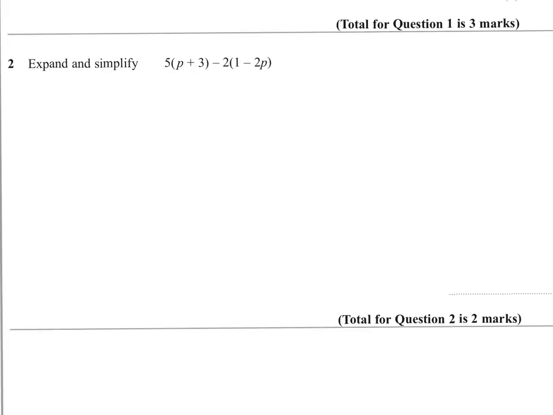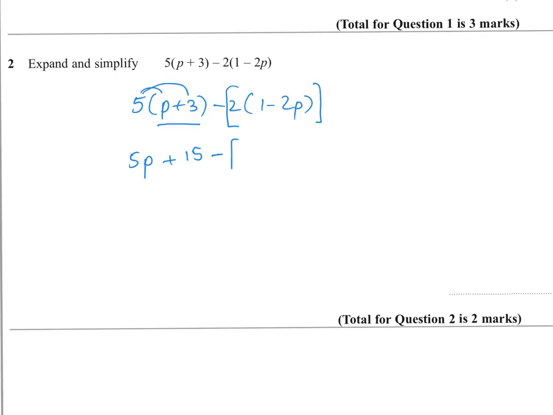Question 2. We need to expand and simplify this expression. So if we just write it out, we're going to do 5 lots of this bracket. So we've got 5p plus 15. And be very careful here. I would probably split this up and put the minus here and then look at this separately. So we've got 2 lots of 1, which is 2, and then 2 lots of negative 2p, which is minus 4p.